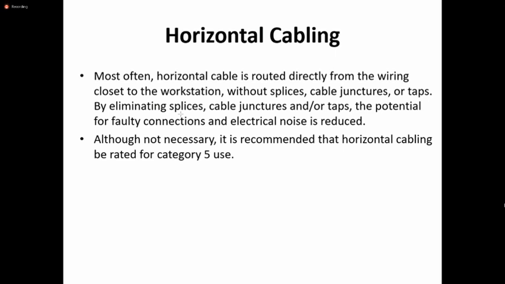Right. So by not having those joints in the middle, there will be a proper signal, and faulty connections and electrical noise will be reduced, right? Okay, so it is recommended that for horizontal cabling, category 5 is used, right? But usually we use category 5E now.